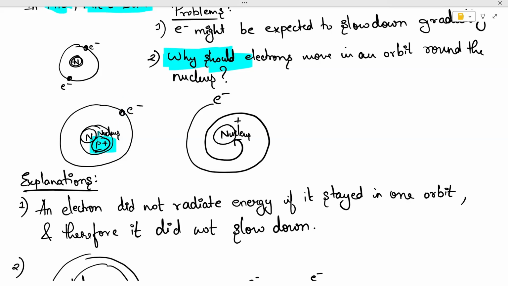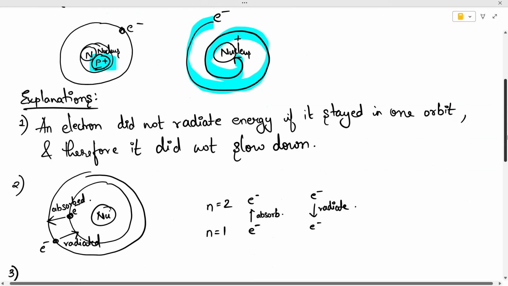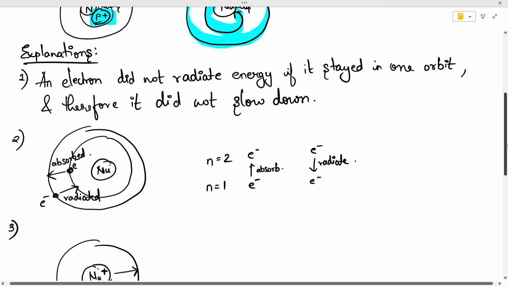So this negative charge should be attracted towards this positive charge, and eventually the electron should spiral and collide with the nucleus, but this was not seen in nature. Okay, atoms are very stable. The electrons never collide with the nucleus while revolving around it. They stay in a particular fixed orbit. They never collide. So Bohr gave certain explanations related to these problems.